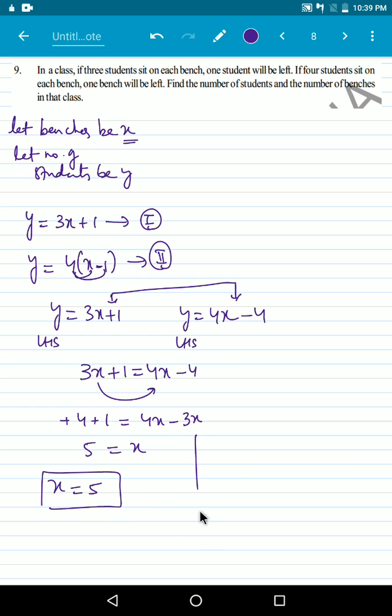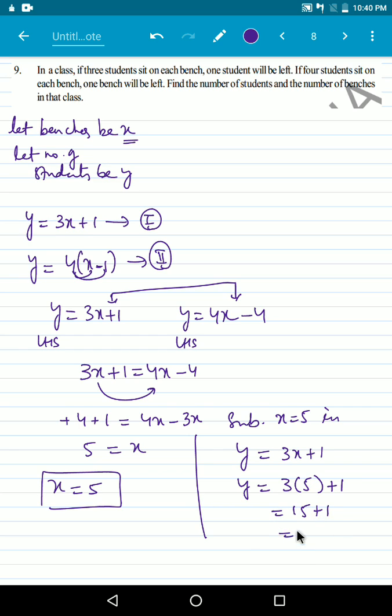Let us substitute x is equal to 5 in the first equation. We can substitute in the second equation also. So 3 into 5 plus 1, 3 5s are 15, 15 plus 1 will give us 16. So the number of students is 16 and the number of benches is 5. This is the solution for our question.